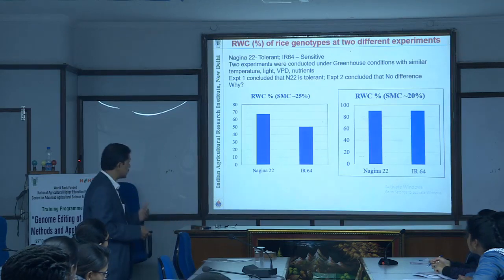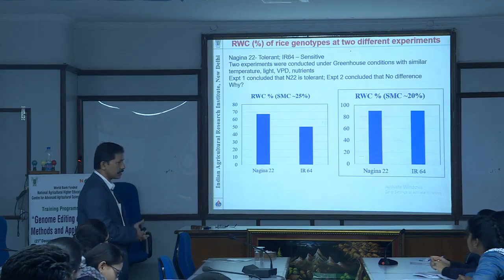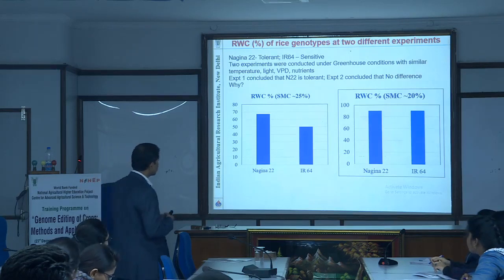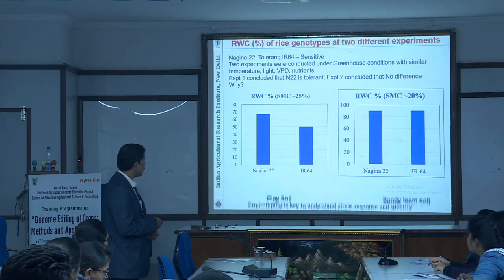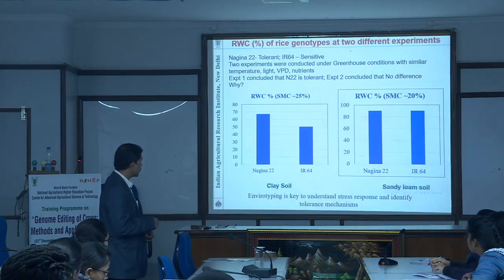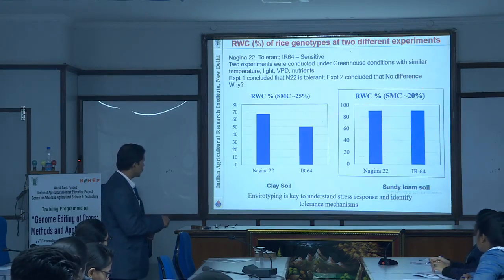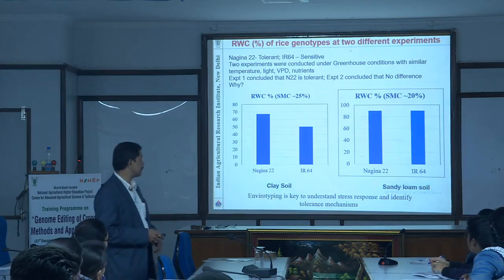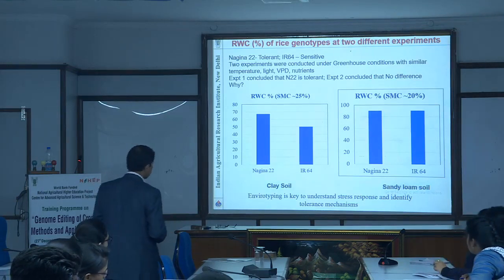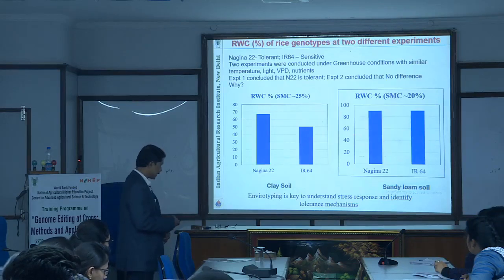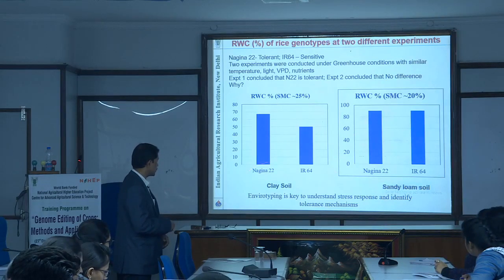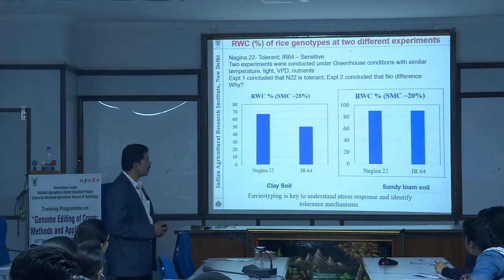Matrix potential means the extent to which the water is bound to the soil. If it is strongly bound, even though the moisture is there, it will not be able to reach the root, or the root will not be able to extract that soil moisture. So it is important to measure what kind of soil you are using, and if possible, to express the soil water status in terms of soil matric potential, which will be very useful for comparing the genotypes or comparing the experiments.